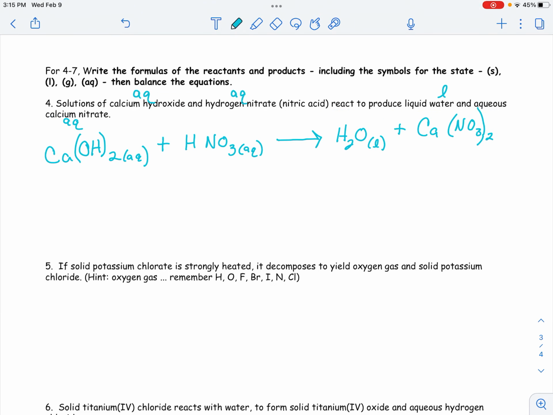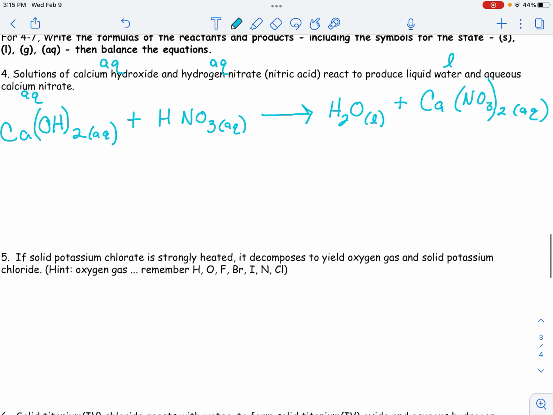And so then I need to check, and I forgot to put my aqueous state there. So there we go. Now I'm going to go back through and look. Everything's got states. Double check charges to make sure everything's okay. And then we're going to go ahead and balance. There are 2 ways that we can balance. I'm going to show you the way we've been doing first, and then we'll come back to the second way.